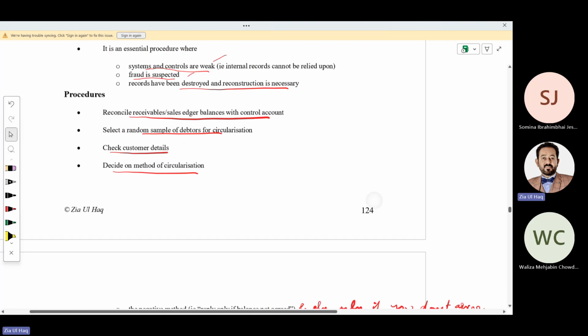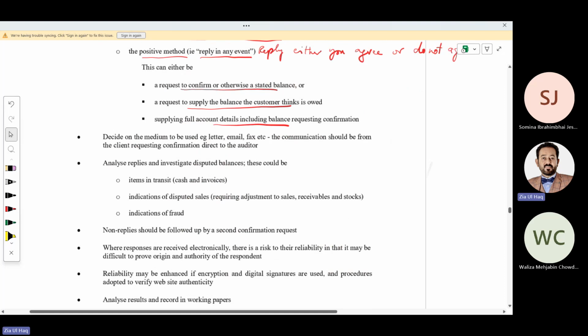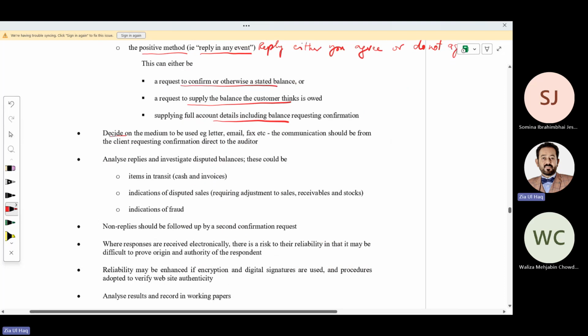So what do we need to do? First, we need to reconcile the receivable ledger with the control account to make sure the balance we are going to confirm is accurate in the client record. We need to select a sample of receivables. We need to check the details of those customers. We need to decide on the method, either positive or negative, and then choose a medium for how we should confirm the balance, either through email, fax, letter, or phone call. What should be the medium of confirmation?